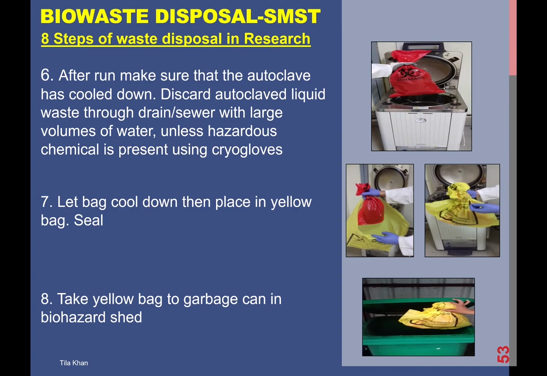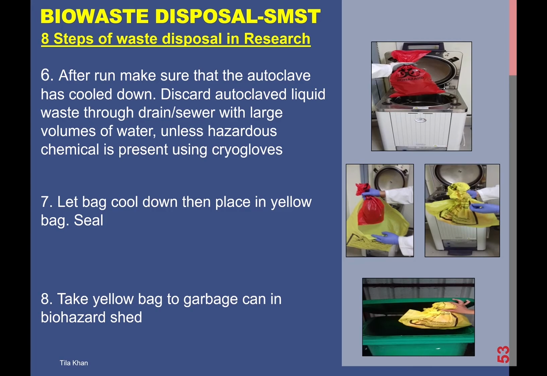So step 6 is, once your autoclave is done, you make sure that its temperature goes down and it has cooled down, and you wear a cryo glove and take out your autoclaved biohazard bag. Now in the case of liquid wastes, if it is a harmless waste and doesn't have any harmful chemical, then you just discard this autoclaved liquid waste through a drain or sewer with large volumes of water. And if your liquid waste contains a hazardous chemical, then you need to follow the instructions of that chemical on how to dispose of that chemical liquid waste.